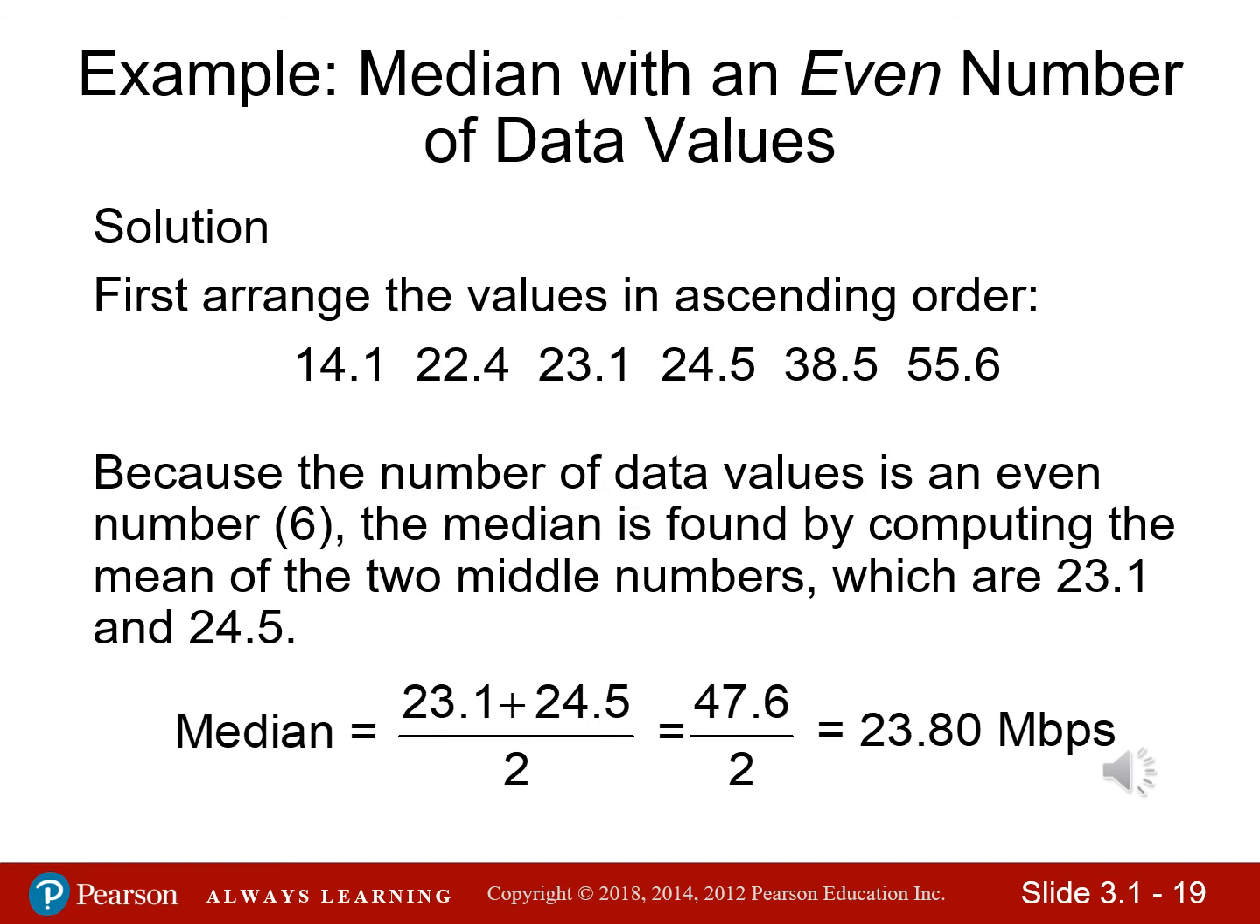But now, because we have an even number of values in our data set, we will want to find the median by computing the mean of the two middle values. In this case, our two middle values are 23.1 and 24.5. So we simply calculate the mean of those two numbers. So we just add 23.1 plus 24.5 divided by 2, and our median is now 23.8 megabits per second.